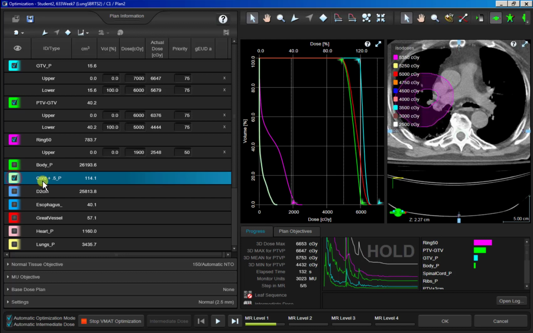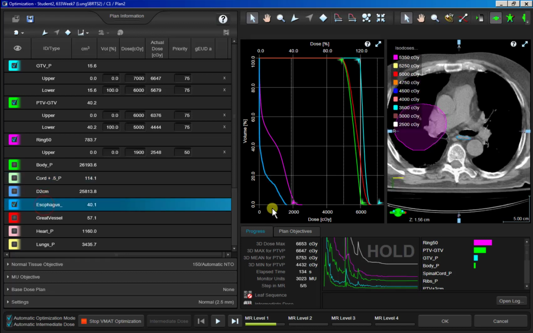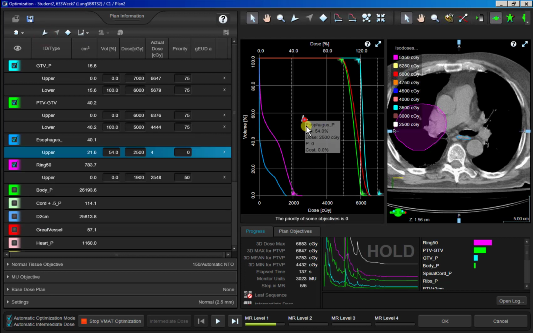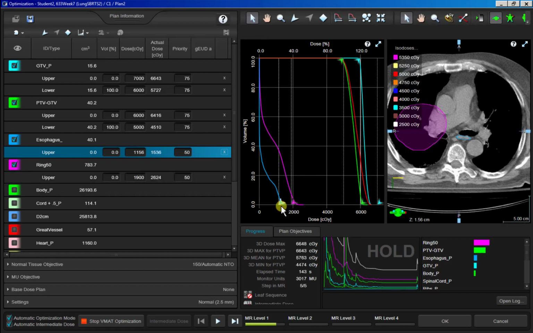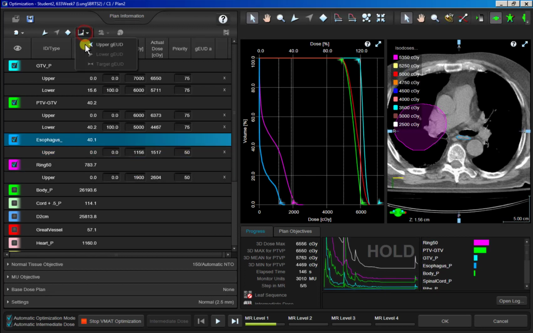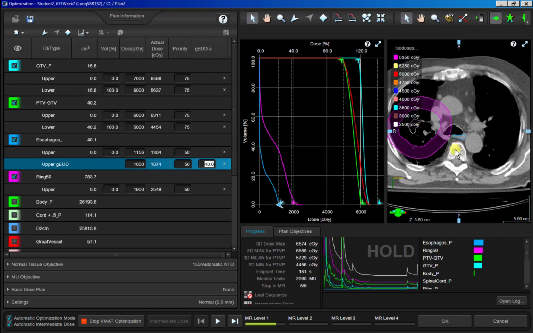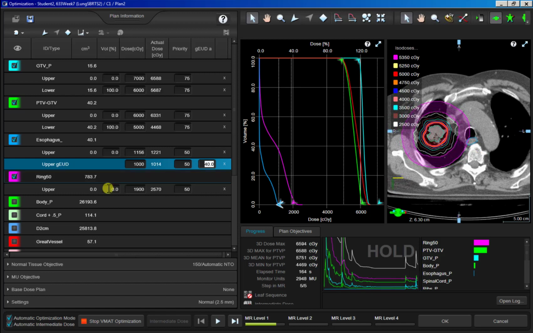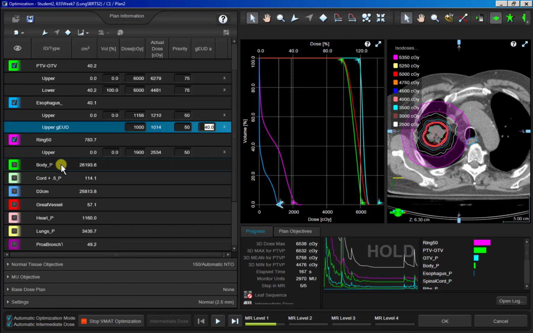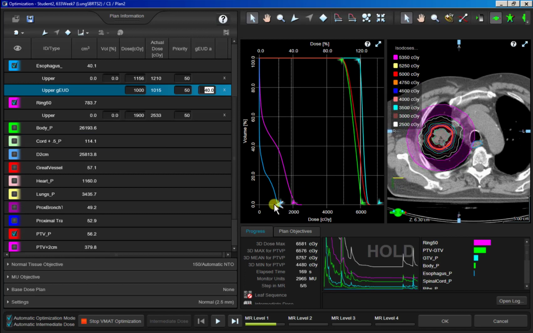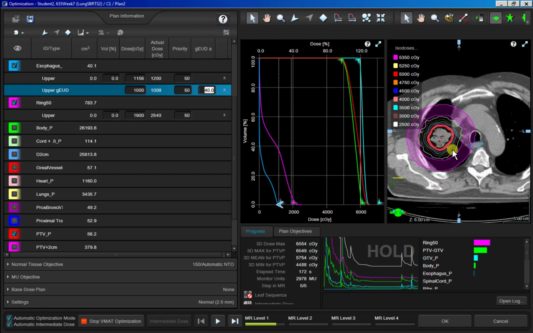But if you needed to, it's exactly like a conventional plan. If my esophagus was too hot here, I can start putting objectives on it, start cooling that esophagus down, use my uppers. I can use my upper gEUDs. If I was worried about the max dose to my esophagus, I can use a regular upper. I can use a gEUD with an alpha value of 40 and start cranking that down. You can push a little bit on your OARs. So if you want to, you can add constraints to your OARs and push. You can see I pushed a little on that esophagus, and it's not really affecting my dose distribution, right?